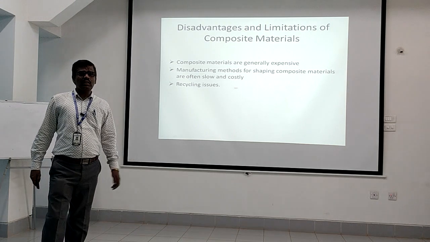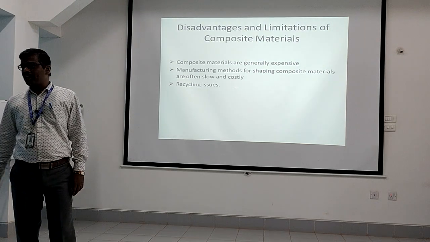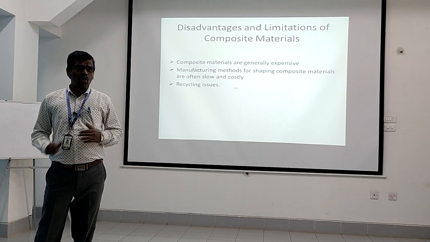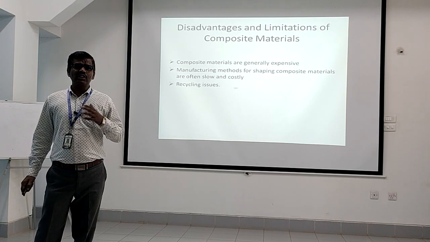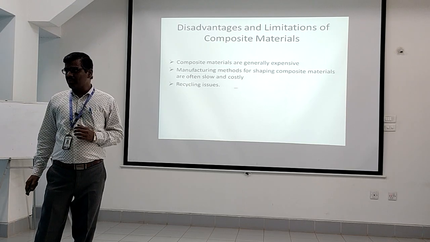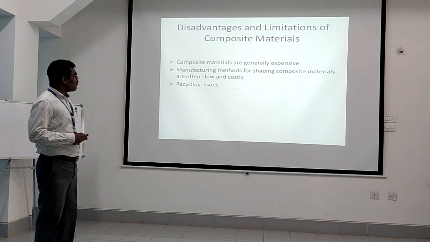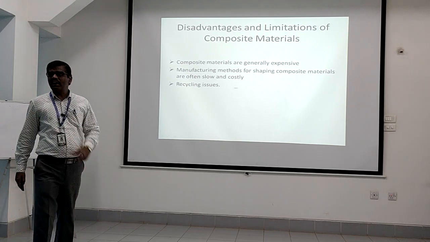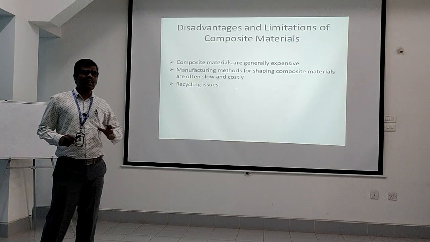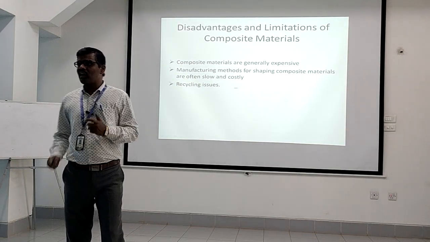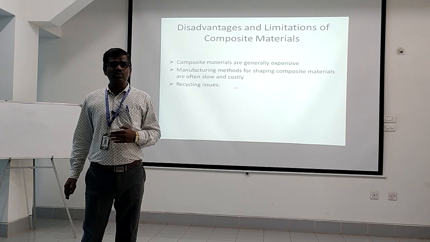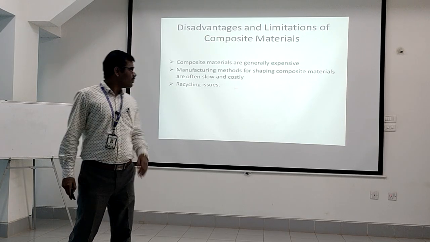So next is the limitations of composite material. Why are composite materials not used more, even though we have these good properties and they are light in weight? Because composite materials are generally expensive. And the recycling of composite material is a big task. So because of that reason, composite materials were not used that much.